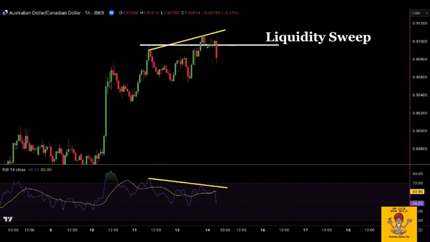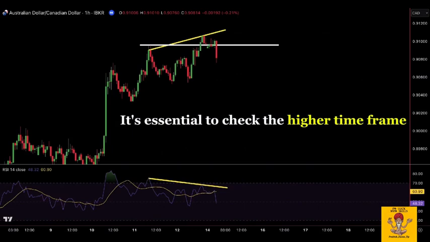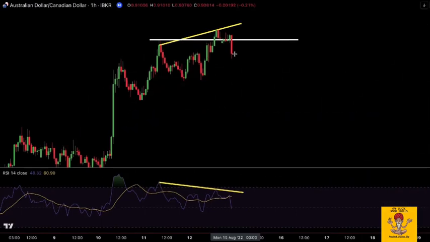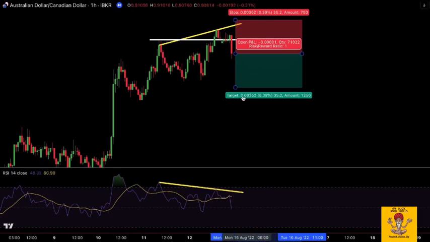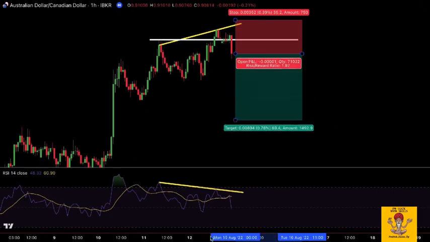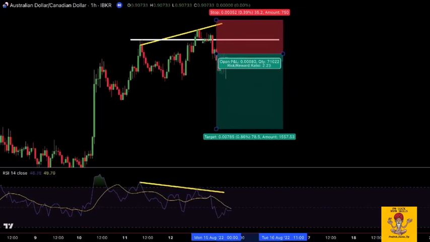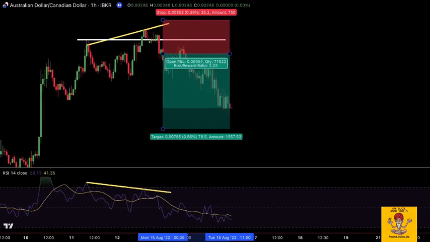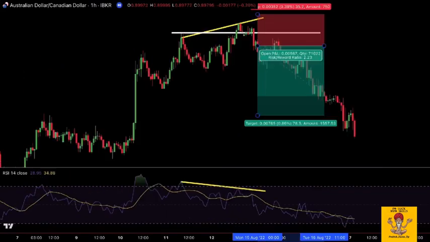Before entering the trade, it's essential to check the higher time frame to ensure it aligns with the trading time frame. If the higher time frame is in a downtrend or showing signs of weakness, you can place a sell order at the close of the candle that closed below the resistance level. Set your stop loss above this candle and target the next key level. As expected, the market moved toward the target.